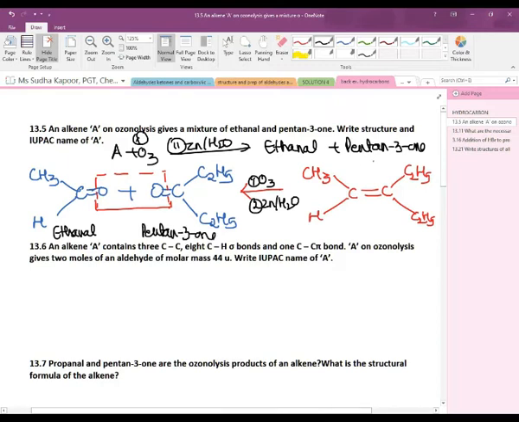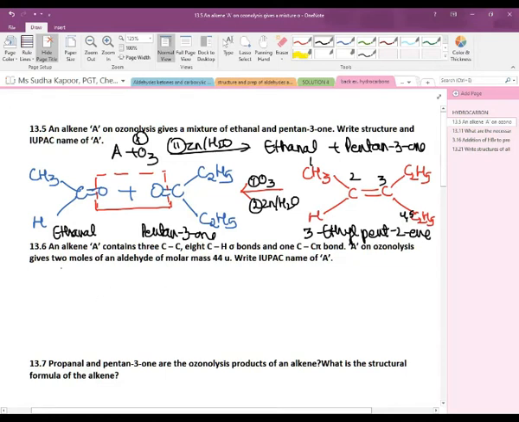So what's the name of the alkene? The longest chain is considered, including the double bond. So it is 1, 2, 3, 4, and 5. So it becomes 3-ethyl pent-2-ene. The name of the alkene is 3-ethylpent-2-ene.